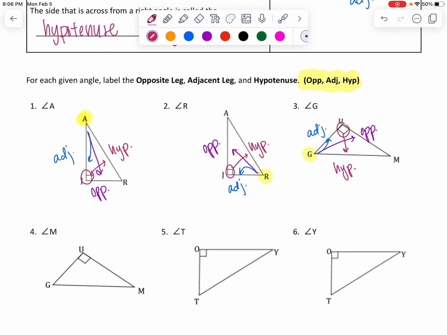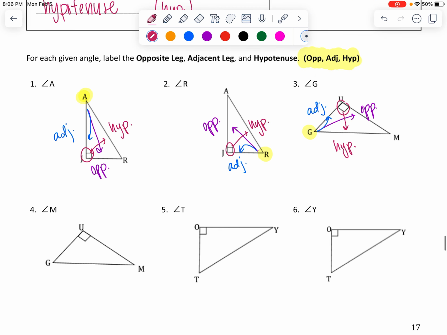Go ahead and try doing 4 through 6 on your own. You can pause this video real quick in order to do that, and then come back in a few seconds.